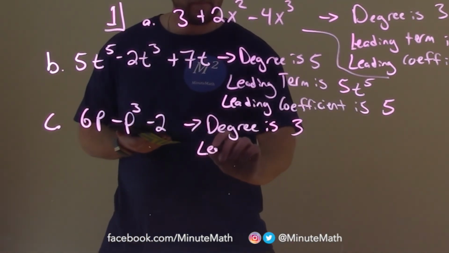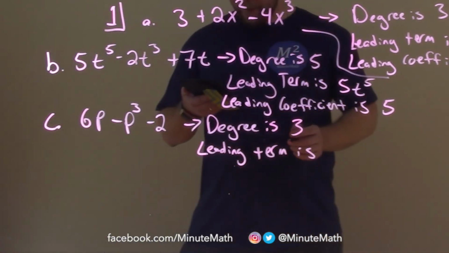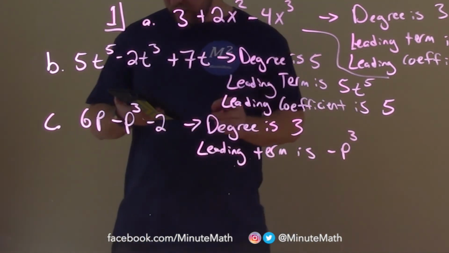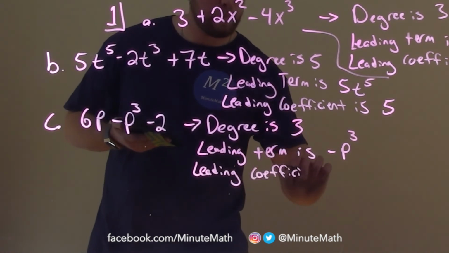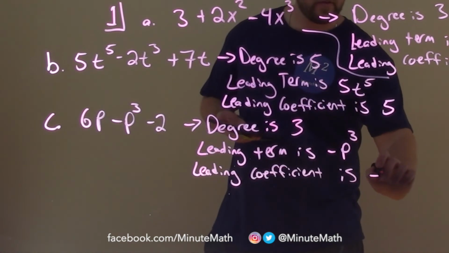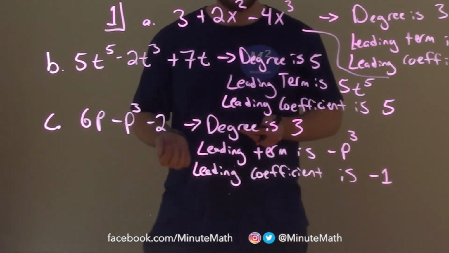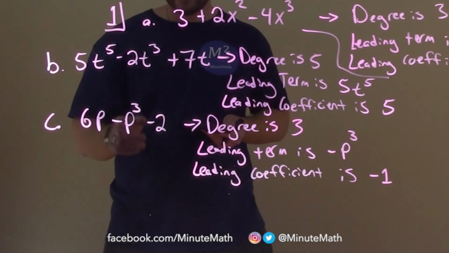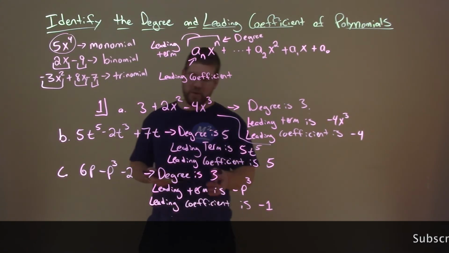My leading term is, the whole term there, negative p to the 3rd power. Okay, and our leading coefficient is, well, just a negative 1. Now this is tricky, right? When we write p to the 3rd power, or the minus there, we don't write that 1, and it's understood that there's a 1 there. So it's a negative 1 as our leading coefficient, excuse me.